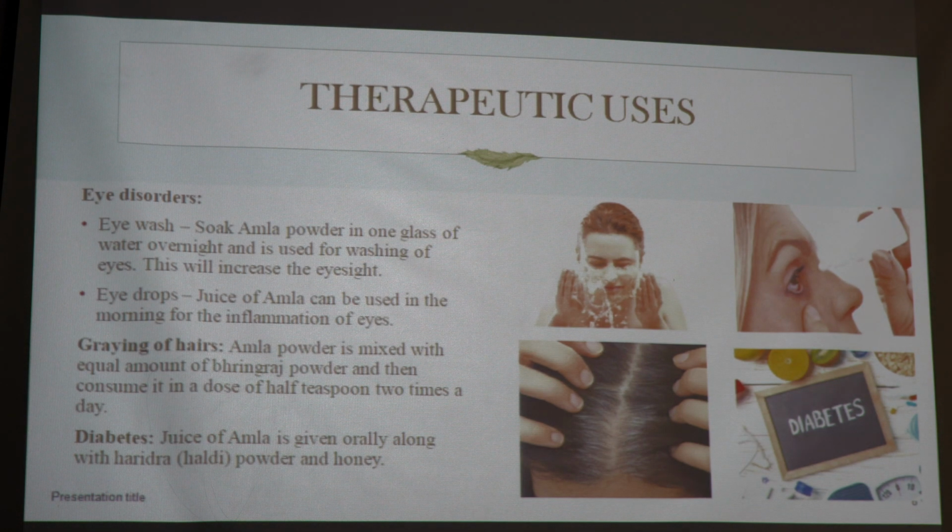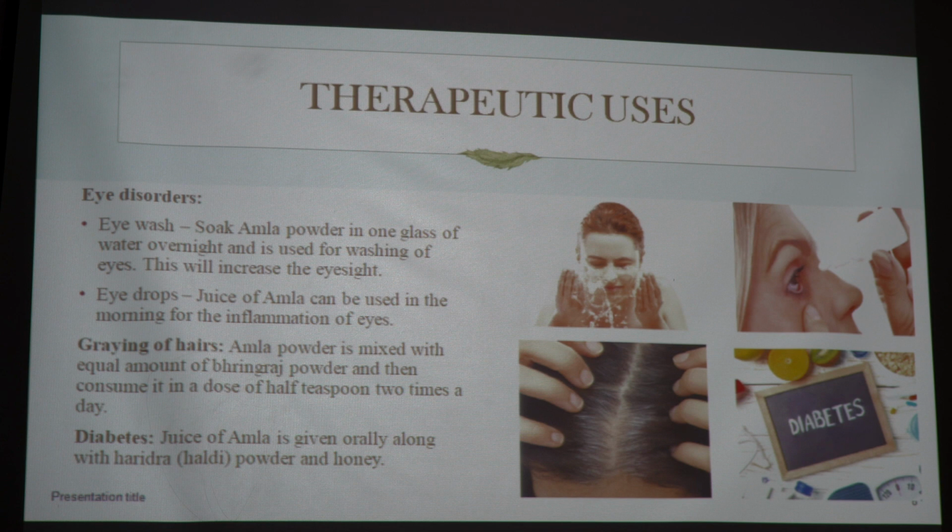Moving on to the therapeutic uses of amla. First one is eye disorders. Soak amla powder in 1 glass of water overnight and then use it for washing of eyes. This will increase the eyesight. Juice of amla can be used in morning as eye drops for the inflammation of eyes. Basically, you can soak the powder overnight and use it as washing, or you can use it as eye drops.